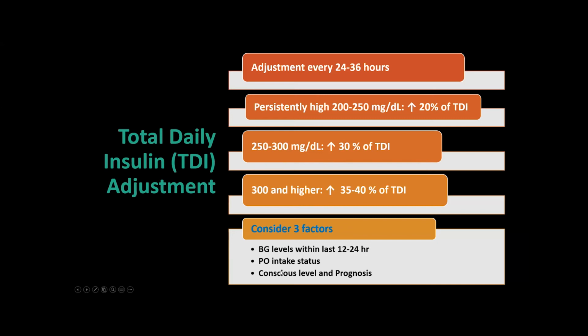Always consider these three factors whenever you are adjusting the daily insulin. What's the blood sugar within the last 24 hours? Are they controlled or not controlled? What is the PO intake status? What's the conscious level? And what's the prognosis?